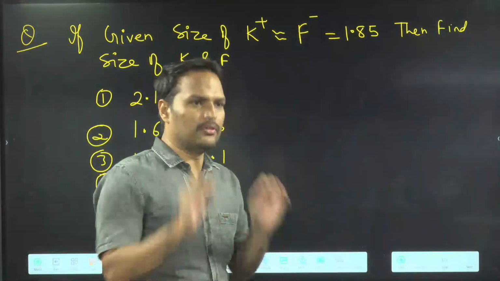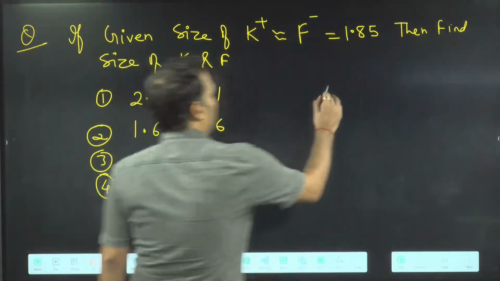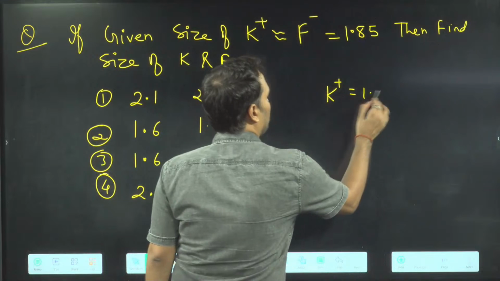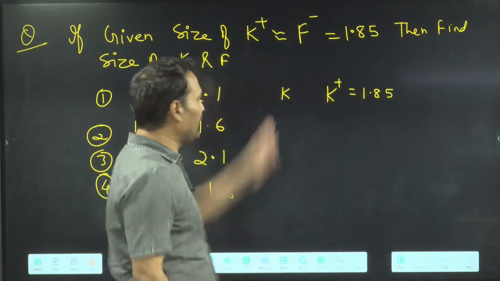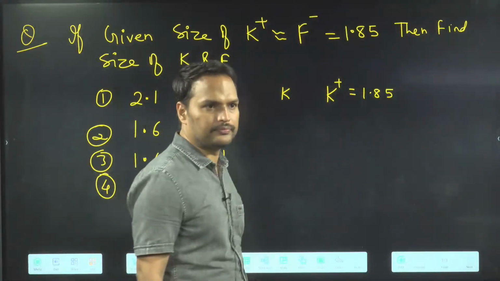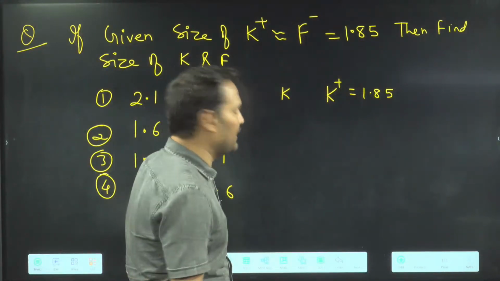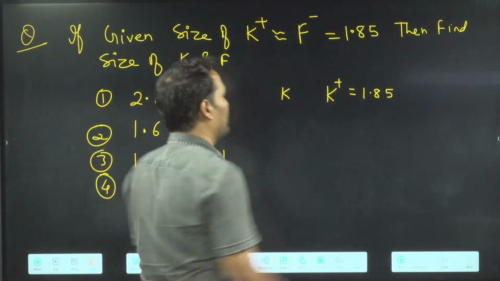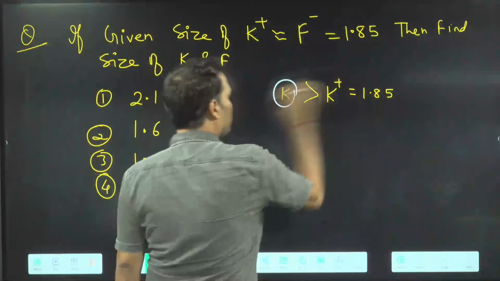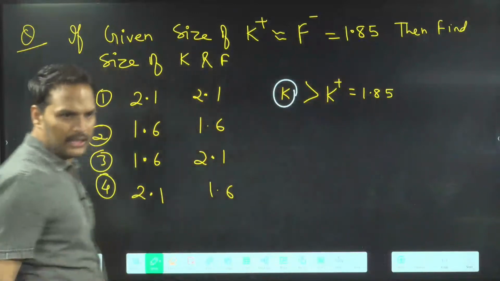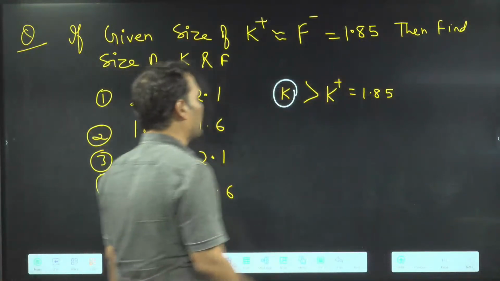See what you have to do. First thing, what they are saying is K plus is 1.85. You have to find K. Now you tell, K is bigger or smaller than K plus? So we know it is bigger. That means K value should be more than 1.85.